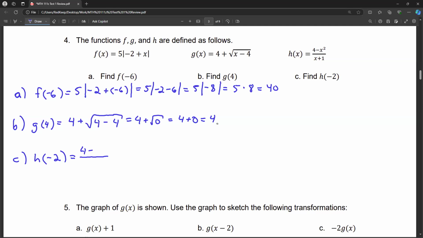So here we want to be careful. I like to use parentheses. They're my friend here, because when I plug in -2, I want to square -2. And that will be important here in just a second, so hold on to that idea. And the denominator, on the bottom of the fraction, is x plus 1. So I'll plug in the -2 where the x is and get -2 plus 1 in the denominator.